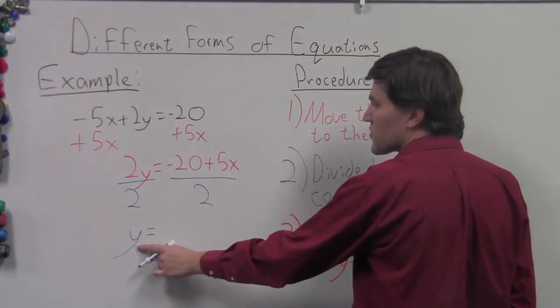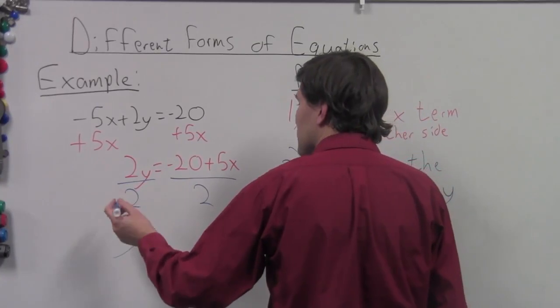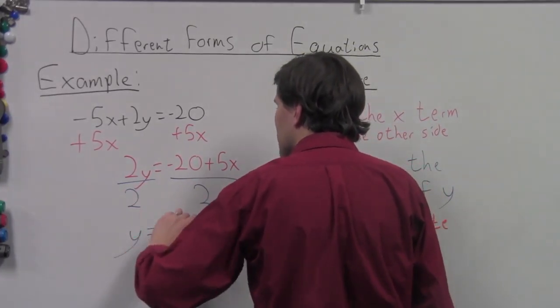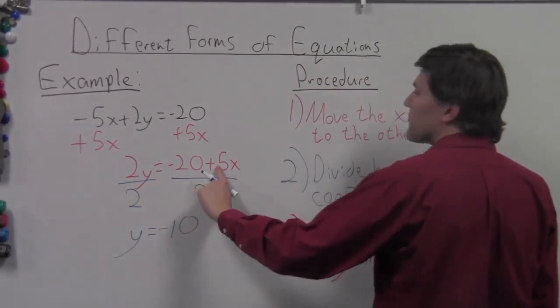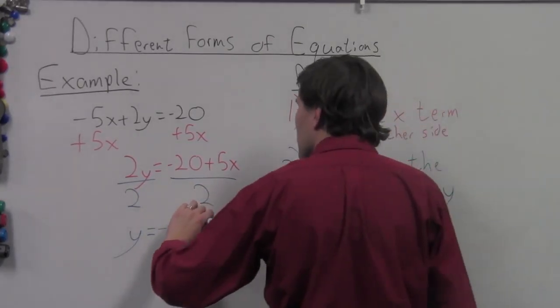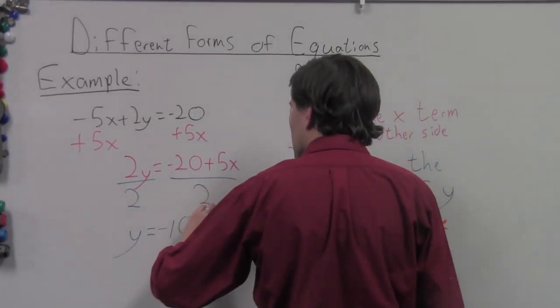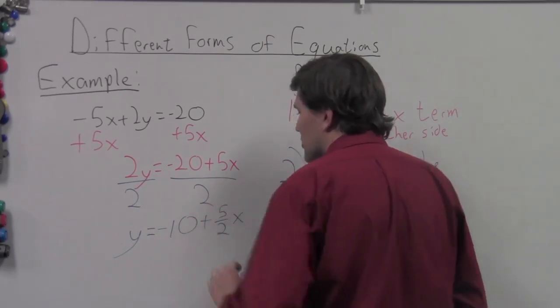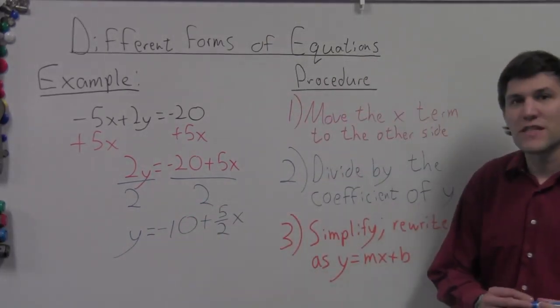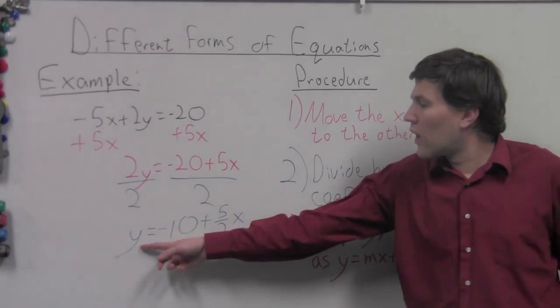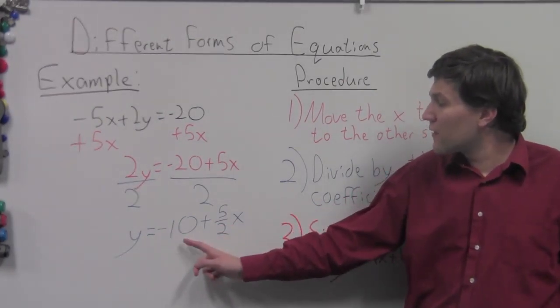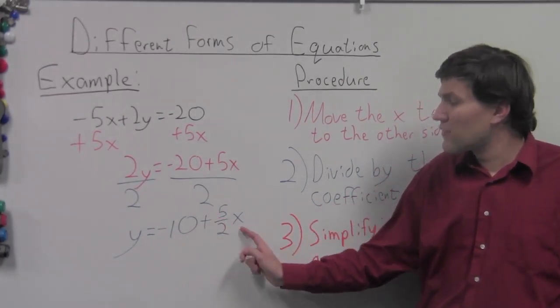2y divided by 2 is y. Negative 20 divided by 2 is negative 10. And 5x divided by 2, we're going to rewrite this as an improper fraction. So after this step, we have the equation y equals negative 10 plus 5 halves x.